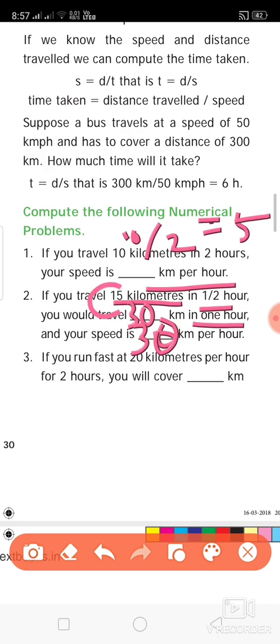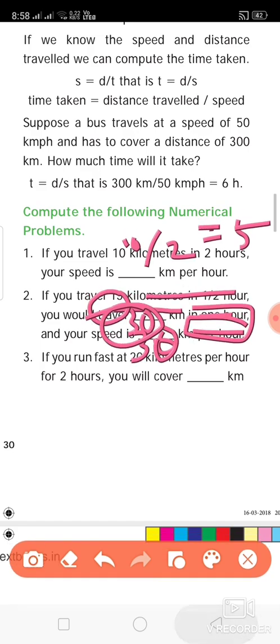So we cannot say 15 is the speed, we should say 30 is the speed, because the definition for speed is distance traveled in 1 hour. So 15 minutes they have given means you should calculate the distance traveled for 1 hour, and that is the speed of the object. Suppose they have given 2 hours, you should calculate for 1 hour by dividing by 2. And that is the speed of that object. Is it clear?